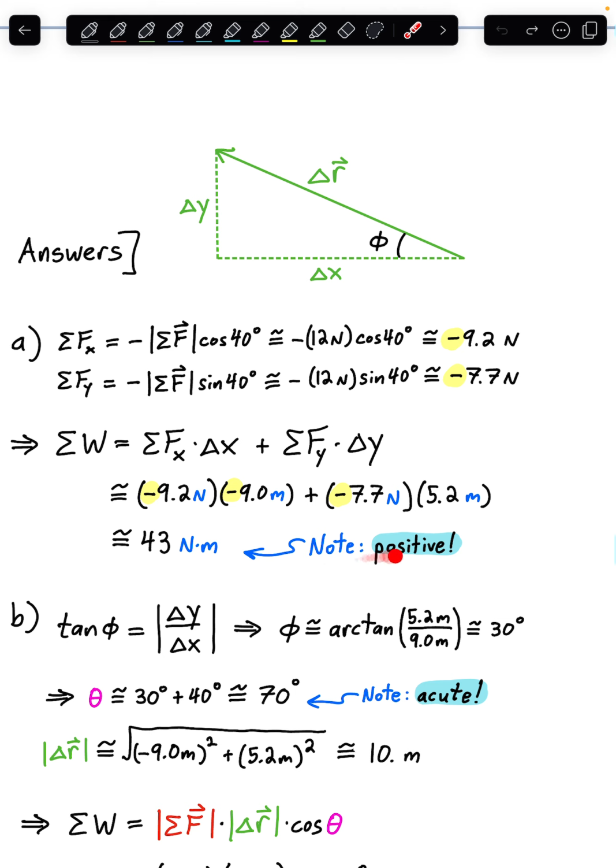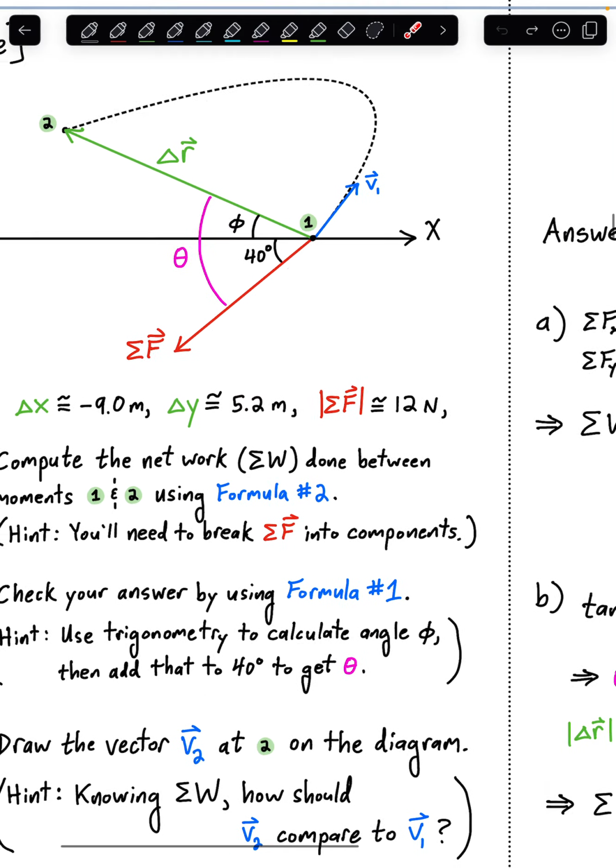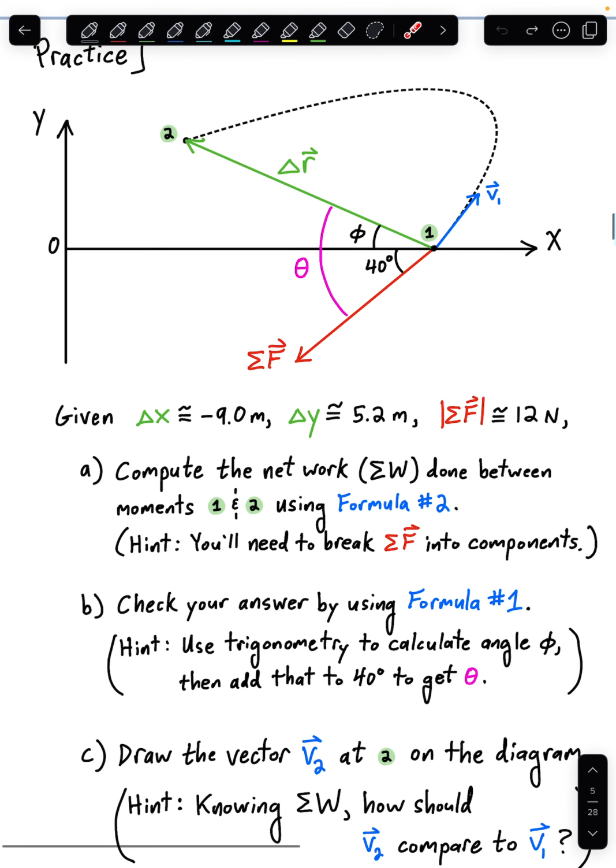Note that it's a positive number. We're going to test that by using the other formula now. We'll need to find angle phi. We'll do some trig here, given delta x and delta y, to find that angle, and add that angle to 40 degrees to get 70 degrees. So we concluded that this is a 70-degree angle there. It is still an acute angle.